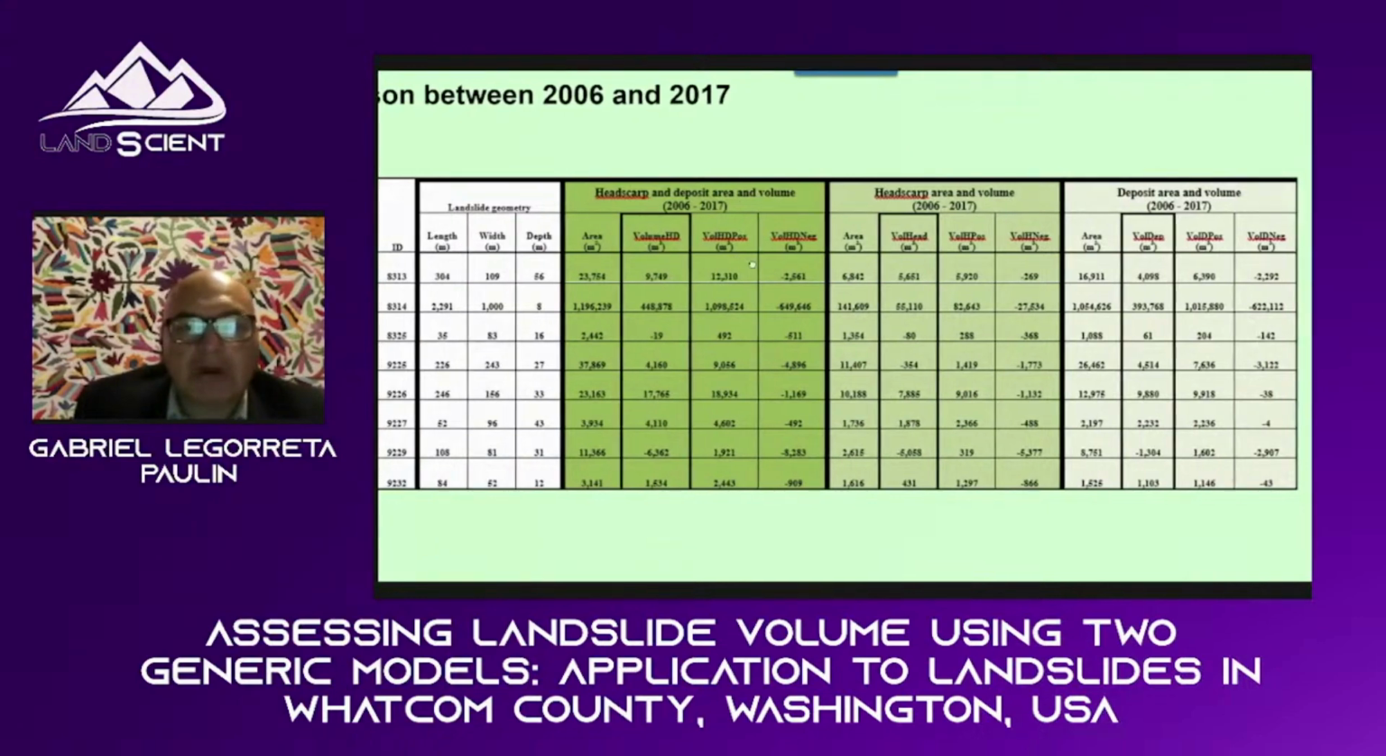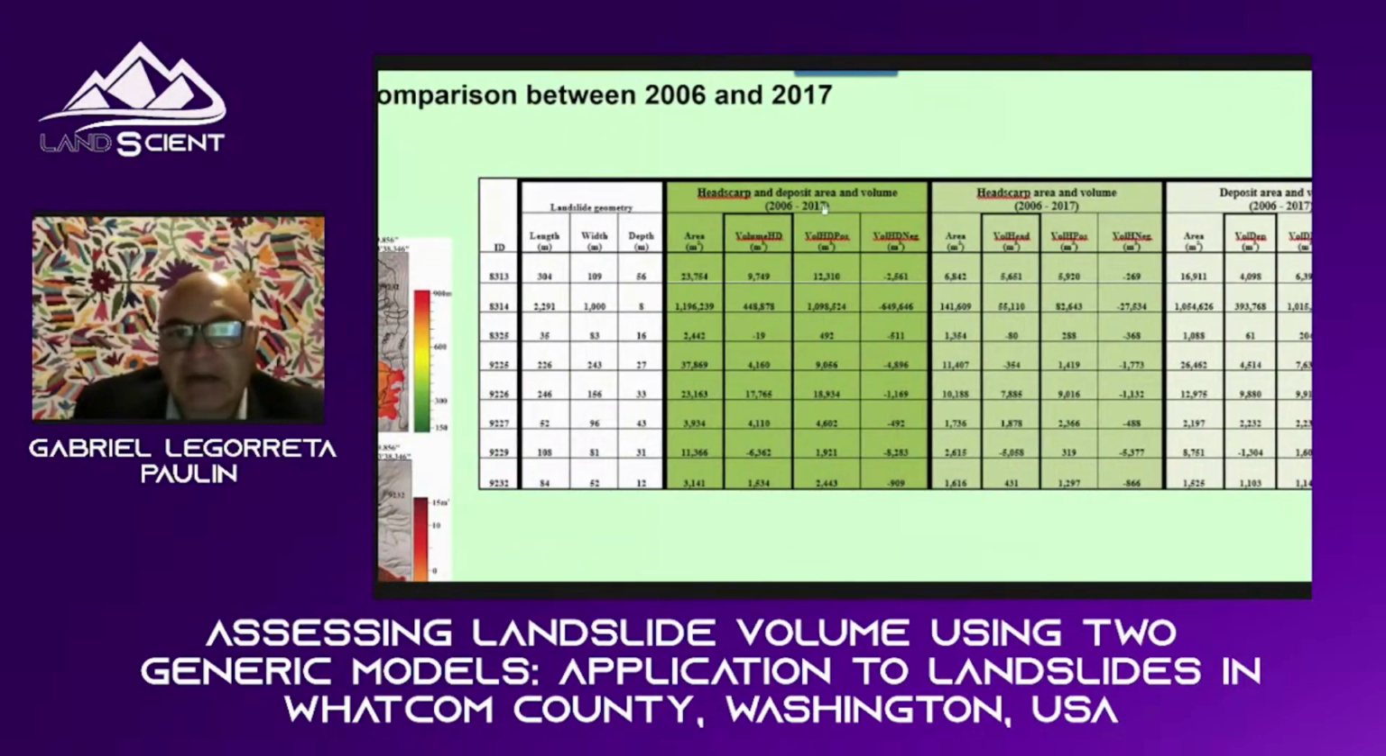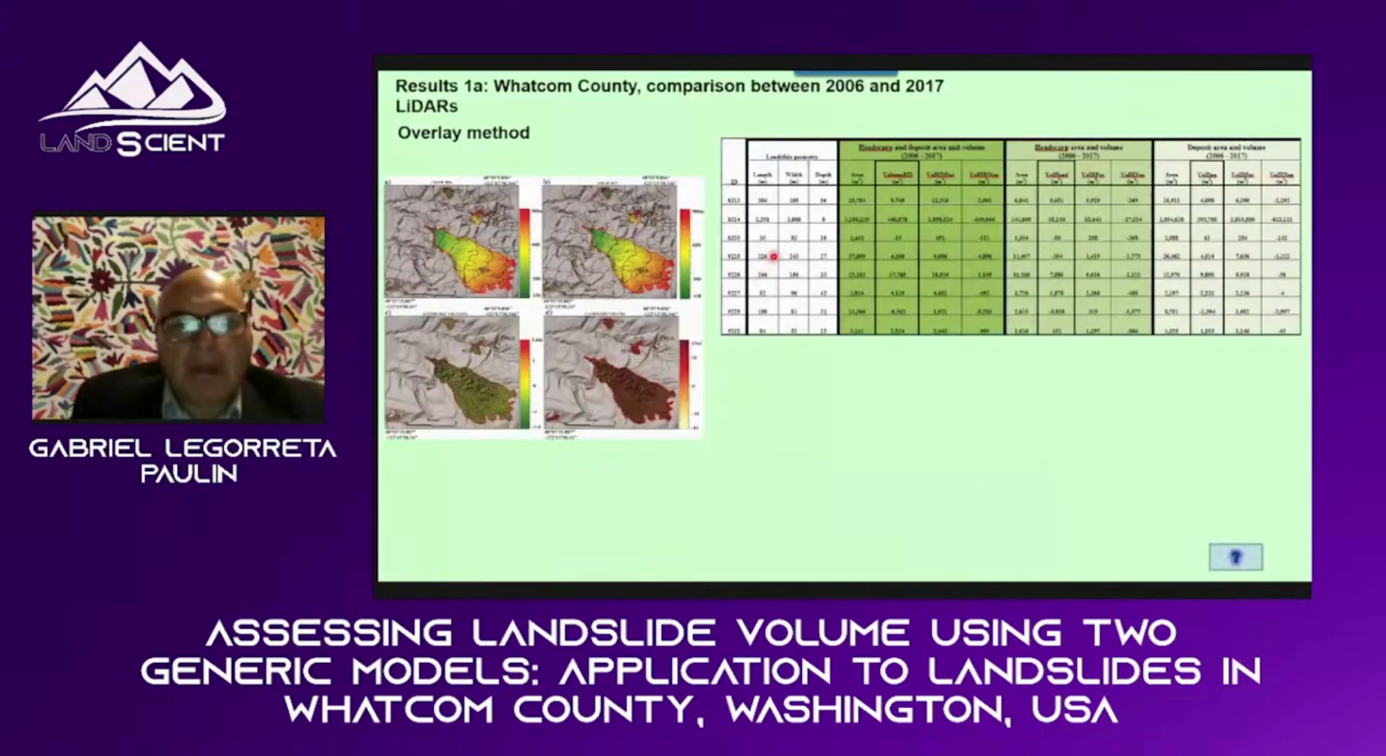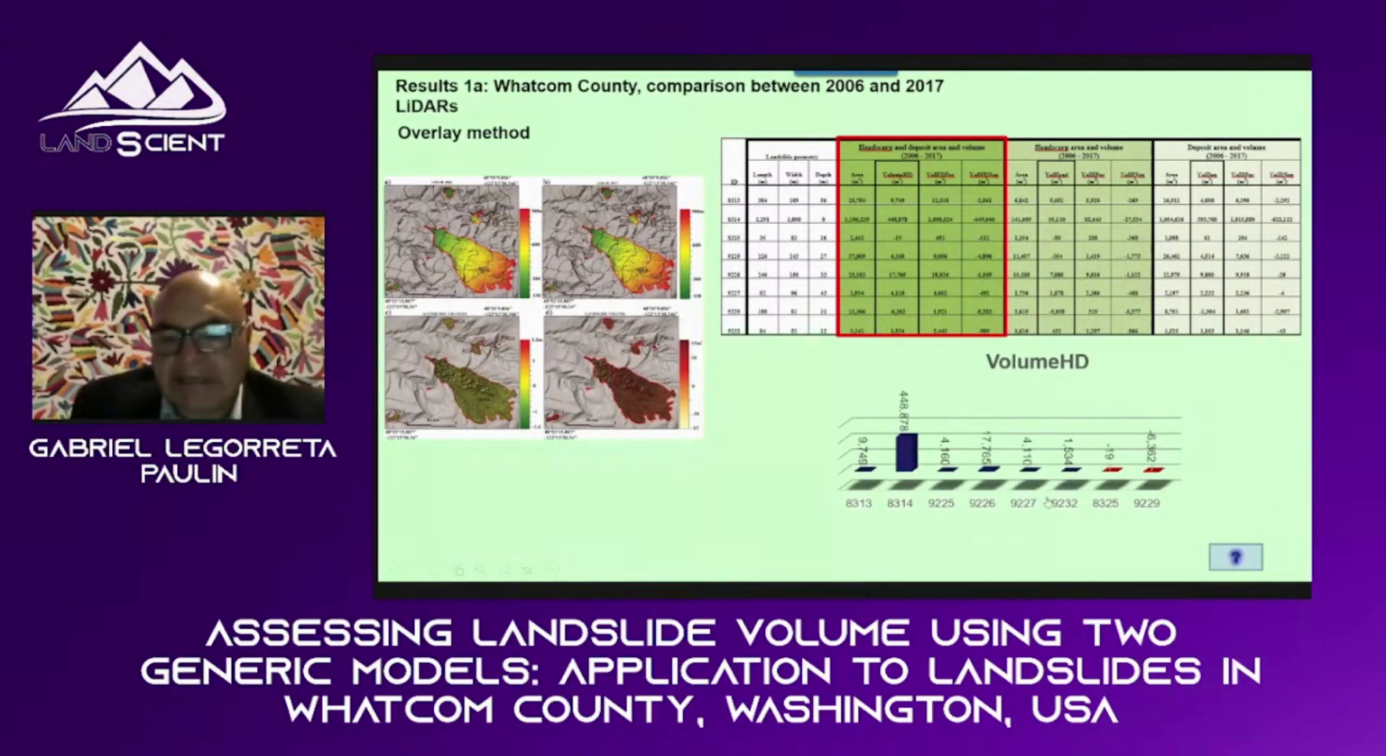But let's focus on the total volume for headscarp and deposits in the column that is called volume HD. In this column, we can observe that 6 out of my 8 deep-seated landslides have positive values. That means that during this 11-year period of study, they have been active.